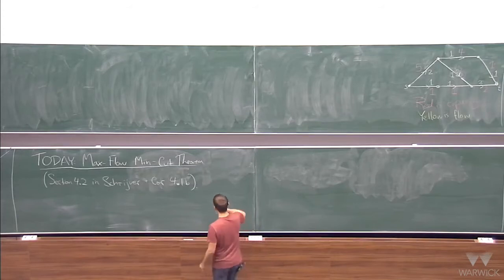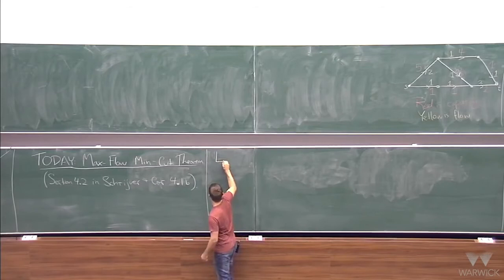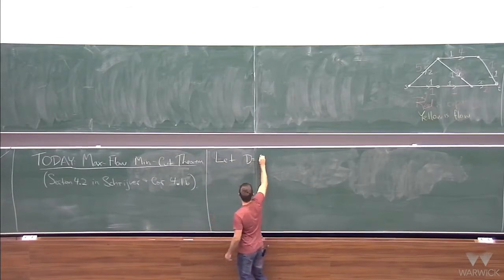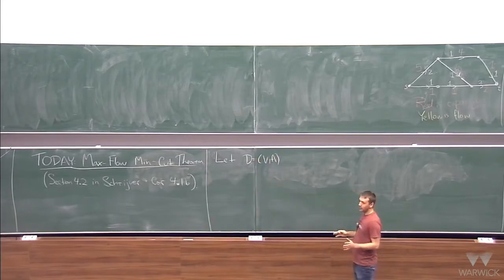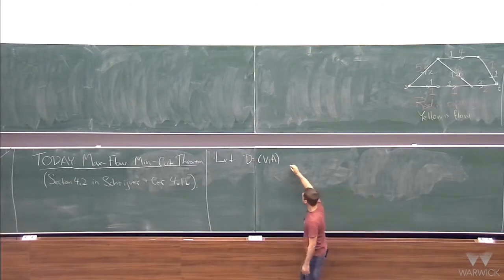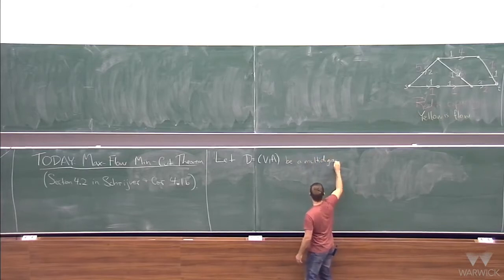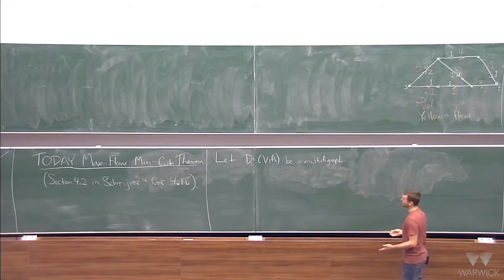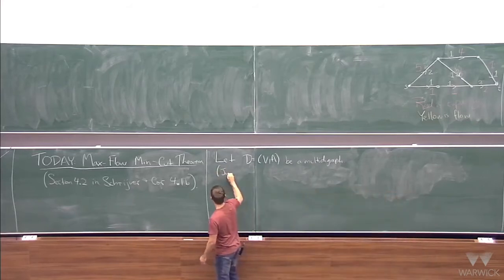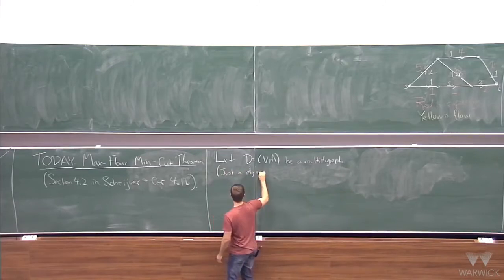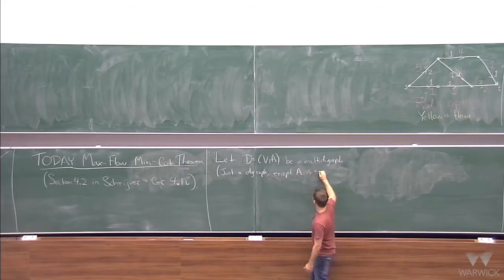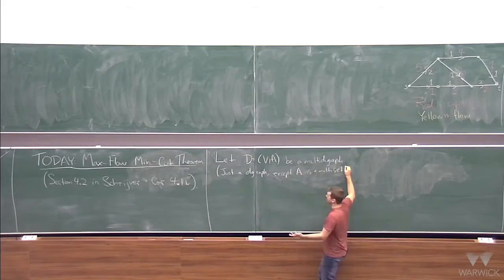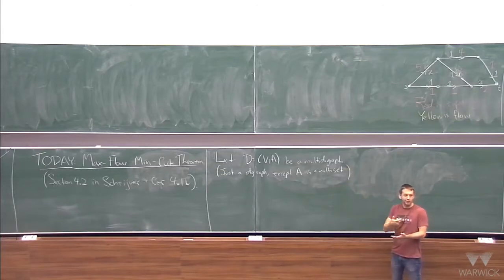Okay, so here's the setup. Let D be a multi-digraph. Again, we're going to look at digraphs, but technically I want to look at multi-digraphs, so I'll explain what that is. It's the same thing as a digraph, a directed graph, except A is a multiset, which is the same as a set, except it allows multiple copies of the same arc.